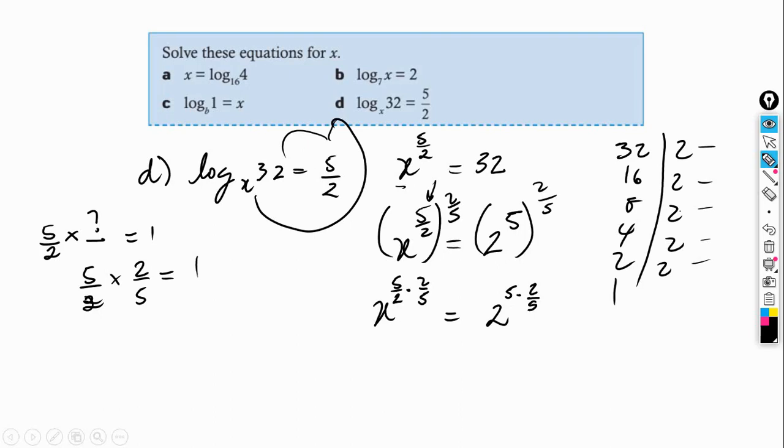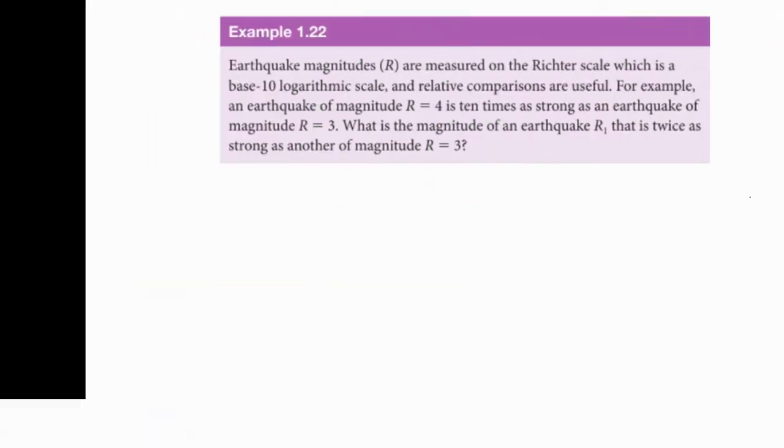So what happens here? Well, remember that this is the reciprocal. So 5 times 2 is 10, 2 times 5 is 10. So this just cancels out and becomes 1. So x to the 1 is just x. So we get x is equal to, and then here we can cancel the 5's because they're dividing, and it's going to be 2 to the 2, which is 4. So this would be the solution.